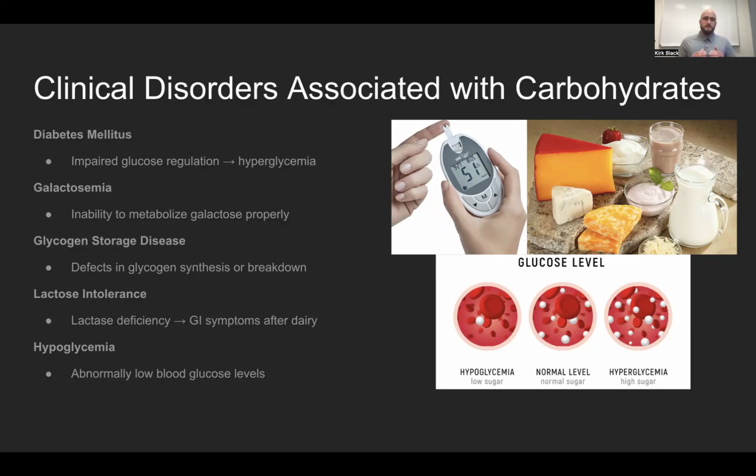Alongside this, another clinical disorder is hypoglycemia. I mentioned it earlier, but due to your body and your brain specifically needing so much glucose for energy, it doesn't have a fuel source if you're hypoglycemic because your blood glucose levels are depleted. So this can lead to extreme cognitive impairment, dizziness, nausea, vomiting, things of that nature.